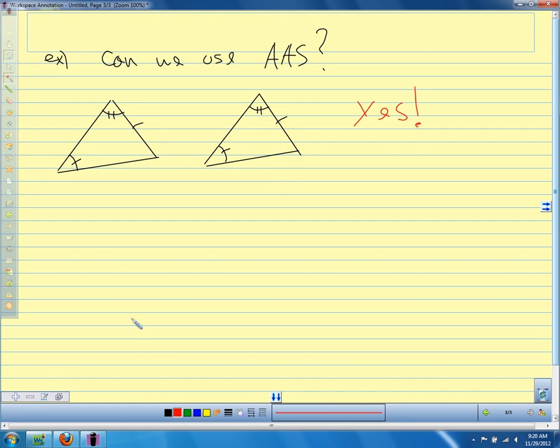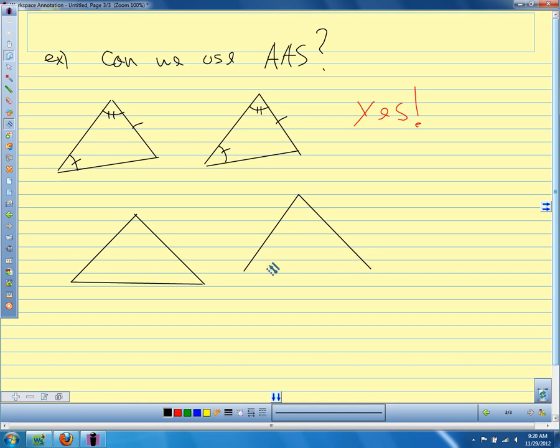All right, let's look at another example. So I'm going to draw my triangles, and it's really important to remember as we work through these, in this chapter especially, that it doesn't matter what it looks like, it matters what the information is that you have. You have to go by the information that they give you. So I'm going to mark this one like so, and this one like this.